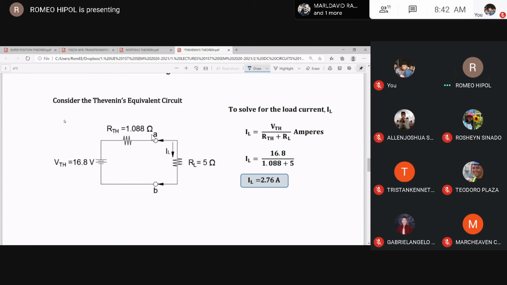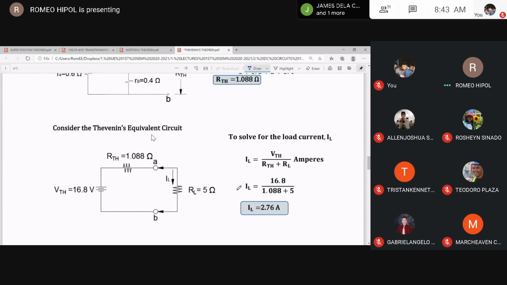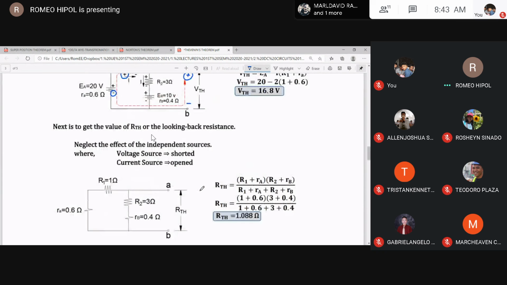RL. And then, to compute for the load current, we apply, halos na KVL lang din tayo dito to get the load current. So, VTH over RTH plus RL. Then, 16.8 divided by 1.088 plus 5 is 2.76 ampere. Naintindihan? Okay. So, ito yung Thevenin's theorem. So, next step.